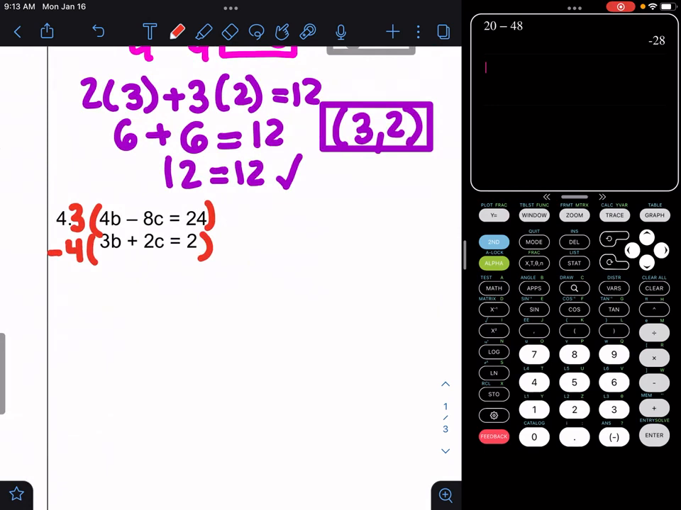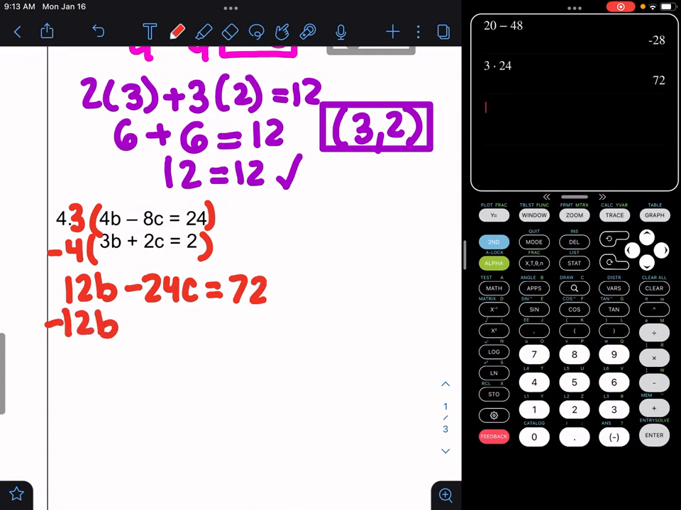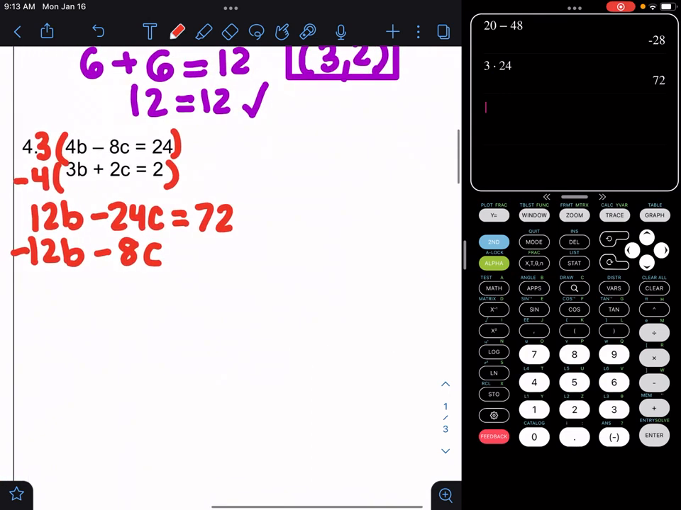3 times 4b is 12b. 3 times negative 8 is negative 24c. And 3 times 24 is 72. Okay, negative 4 times 3b is negative 12b. Negative 4 times 2c is negative 8c. And negative 4 times 2 is negative 8.